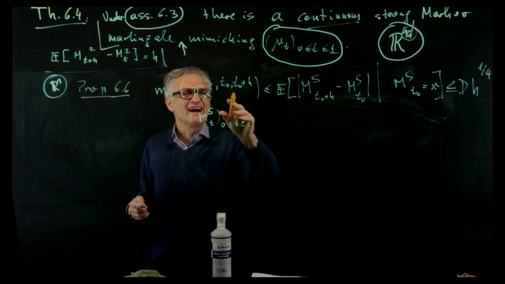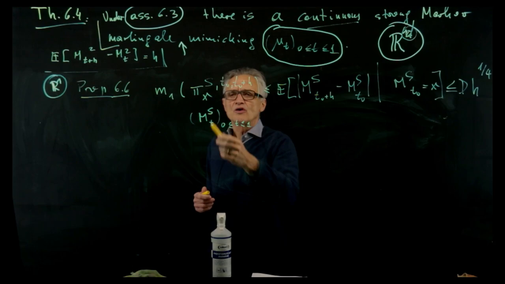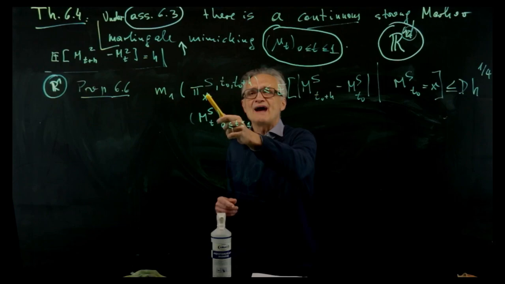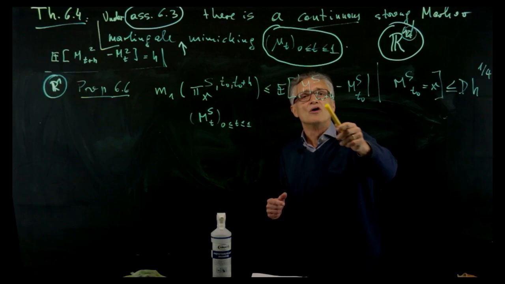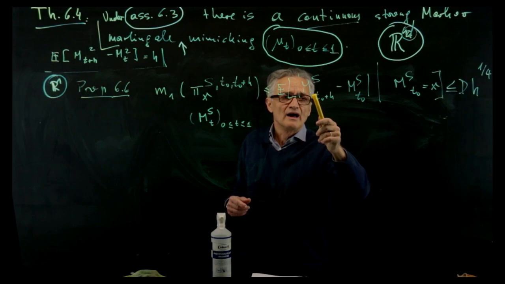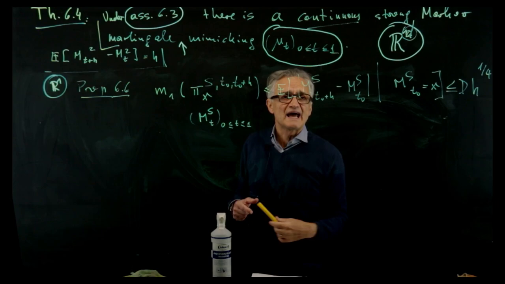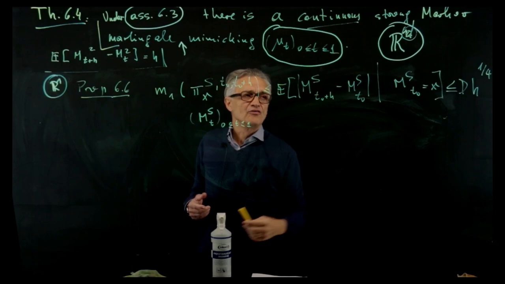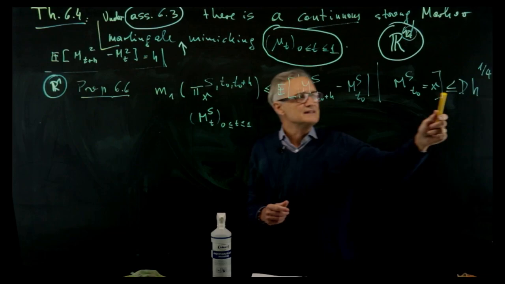So the first moment, the pi_x are our transition probabilities of the mimicking martingale M^S. Okay, and we think of t_0 and t_0 plus h to belong to this finite partition S. And what we do, we have the transition probability. So the transition probability is the law of M^S_{t_0+h}, given that M^S_{t_0} is equal to x. And we want to estimate how much this moved away from the original position, which is x here, and we take the first moment, so the L1 norm of this difference here. Okay, so this thing here can be estimated with h to the 1/4.